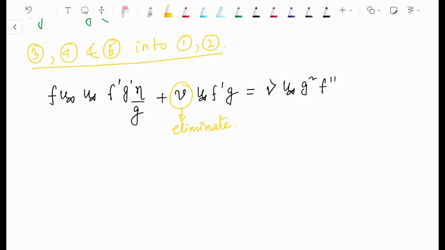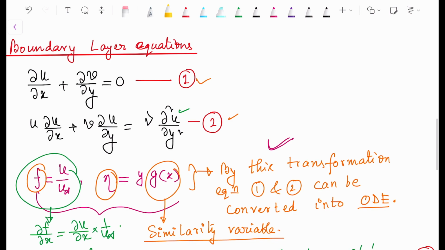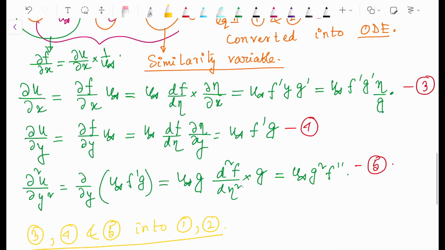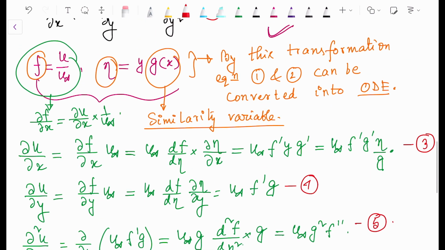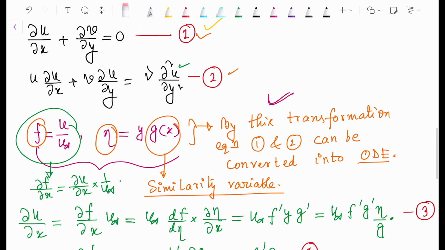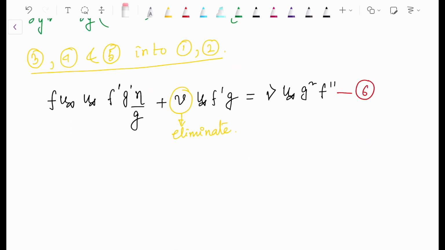How can I do that? Okay, so I haven't yet used this continuity equation. So what I can do is get an expression of v in terms of f, eta and g from this equation, let us number it equation 6, then differentiate with respect to y, and then equate that with minus del u del x from continuity. I hope the scheme is clear to you.